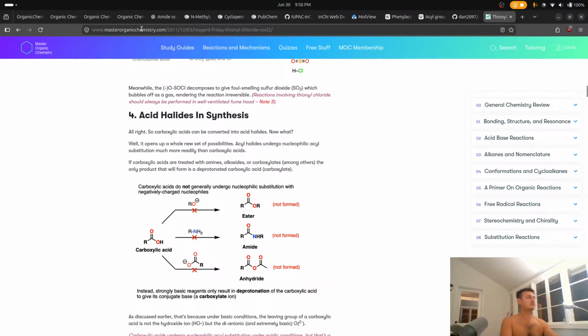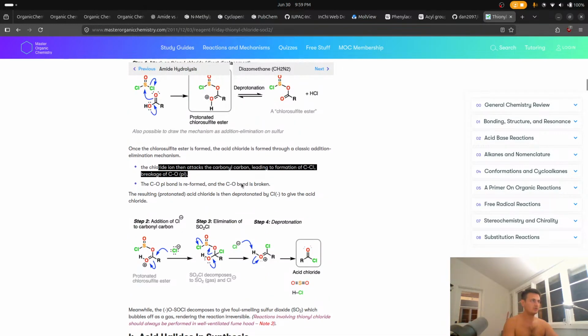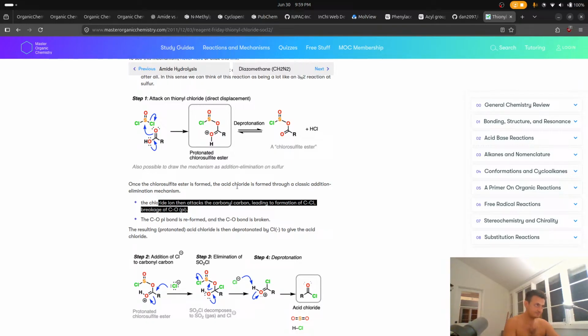Okay, so let me just write down this mechanism. So we have carboxylic acid, and then we have thionyl chloride, which is S(Cl)2 double bond O, and then it also has a lone pair. This pi comes in, and then we get R-C-O-S-Cl-Cl, O minus.